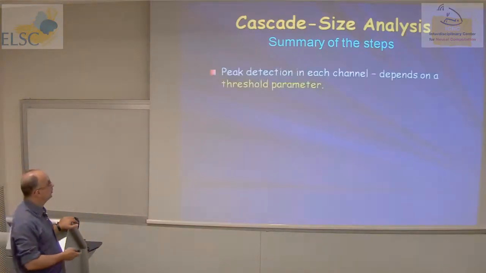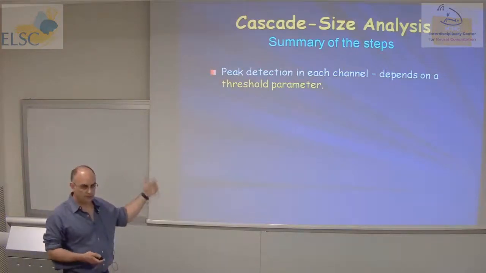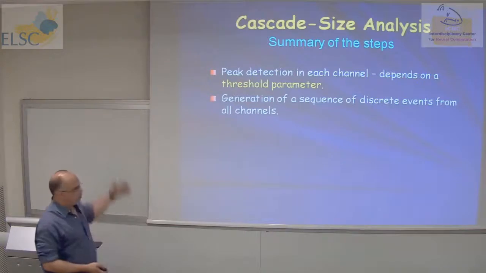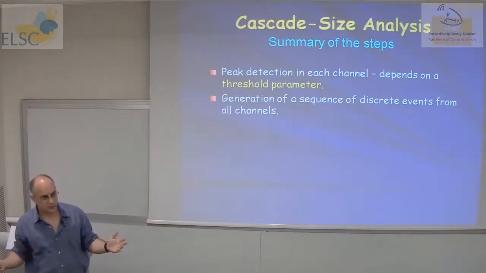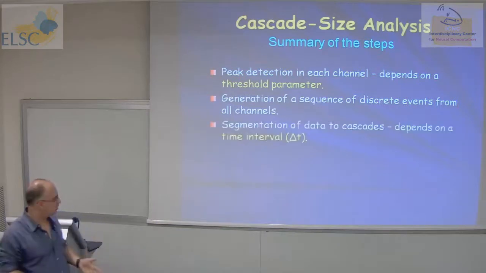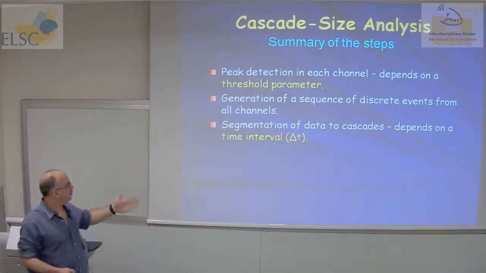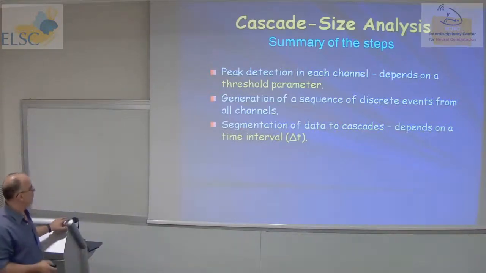Right. So here's a summary of the steps. I do the peak detection in each channel, and it depends on one free parameter, the threshold parameter. Then we just forget the spatial information. We put everything into one big sequence of events, and then we segment using a certain timescale delta t. That's it. And of course, if we have free parameters, we can play with them. It doesn't mean that we have to stick to one value and see what happens.